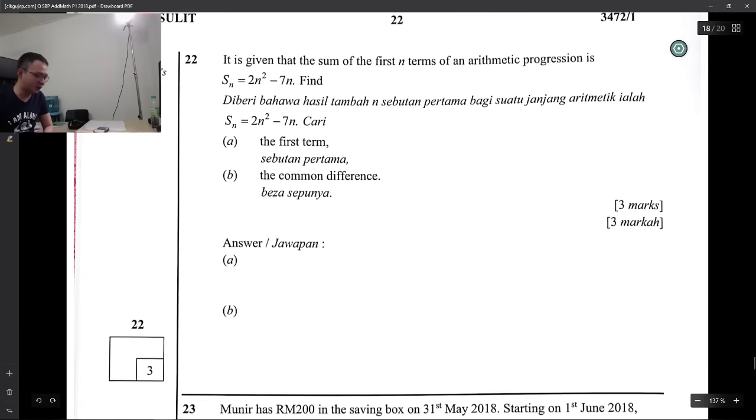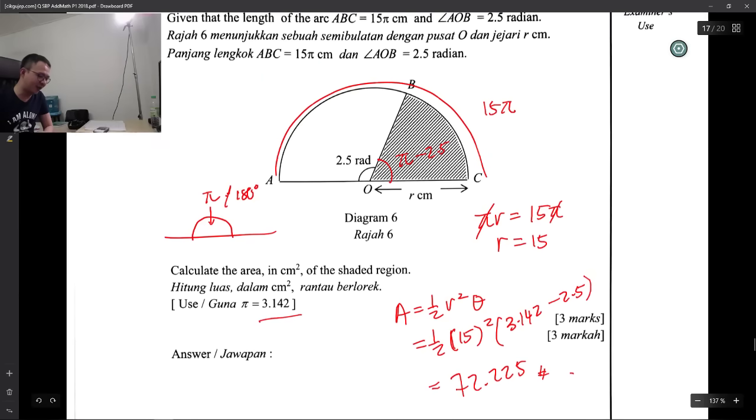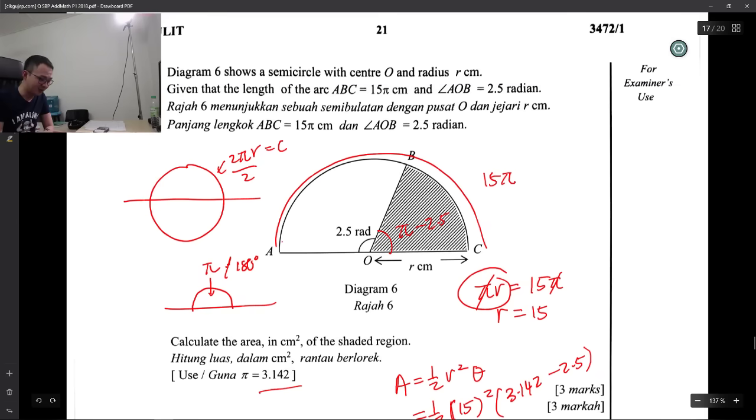Alright, I'm going to move on to question 22 here. Why is your radius 15? Because we know the circumference of the whole circle will be 2 pi r, isn't it? C will equal 2 pi r. This is a math formula. Half of the circle means divide by 2, right? So this is the reason why I do pi r equals 15 pi, because this is half of the circle. They say the arc length ABC is 15 pi, so I do pi r equals 15 pi, and then I simplify it, I get r equals 15.